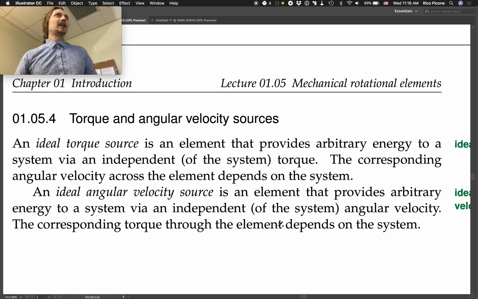Any questions on rotational elements? All right, we'll finish that up then.